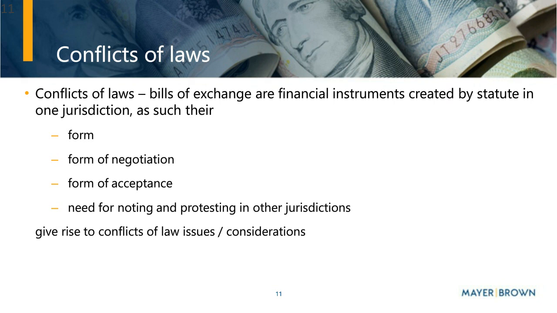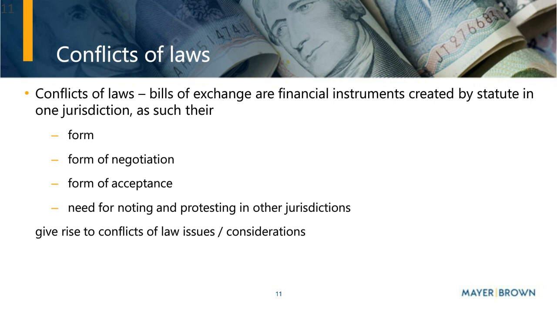Next, and probably one of the most important, is what laws govern the effect, interpretation and validity of an acceptance or an endorsement, i.e. the payment obligation that arises under the acceptance or the endorsement. And English law says that this is the laws of where such acceptance or endorsement is actually made. So let's put that into an example.